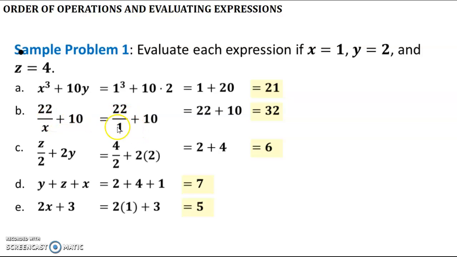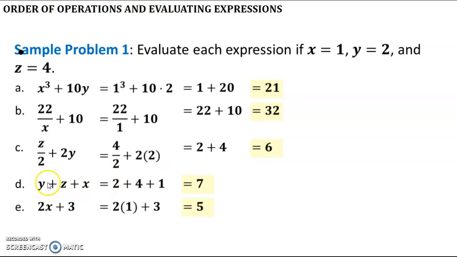For b, you're going to put 1 in for x. So you have 22 divided by 1, which is 22, as you can see over here. And then plus 10. 22 plus 10 is 32. For c, you're going to put 4 in for z. So you can see over here 4 divided by 2, plus, you're going to put 2 in for y, so 2 times 2. So 4 divided by 2 is 2, plus 2 times 2, which is 4, as you can see here. So this equals 6.